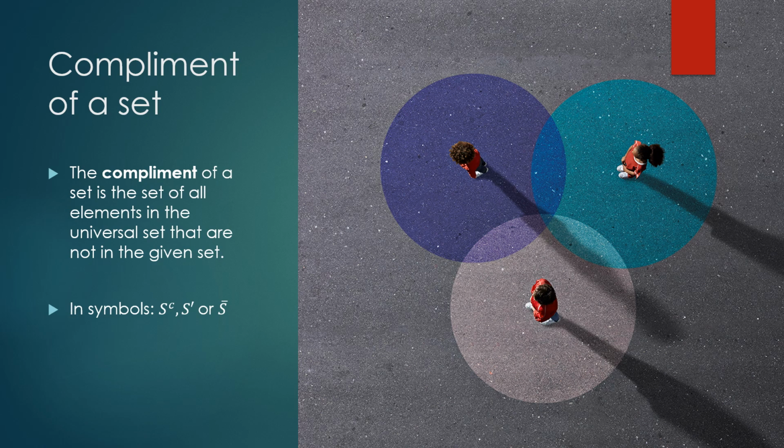Let's talk about the complement of a set. The complement of a set is the set of all elements in the universal set that are not in the given set. We can describe that as S superscript c, S prime, or S bar. All these mean complement. So let's practice with that.